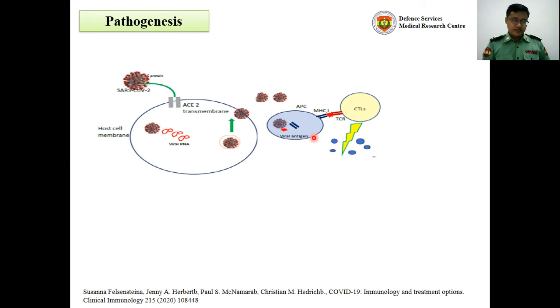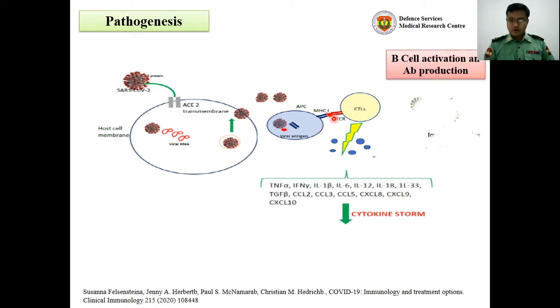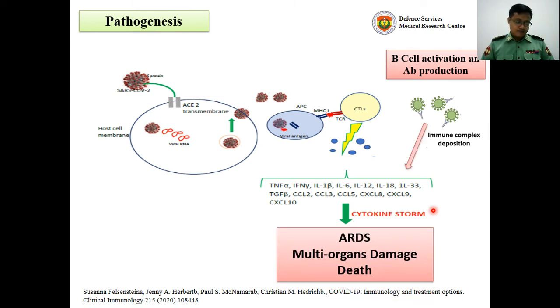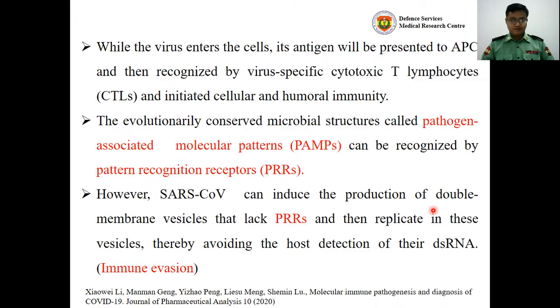The viral antigen is presented to the antigen presenting cell, which presents the antigen peptide by means of the major histocompatibility antigen presentation. It stimulates both cellular and humoral immunity. Immune effector cells release large amounts of cytokines and chemokines. A cytokine storm may rapidly provoke acute respiratory distress syndrome, single or multiple organ failure, and eventually death.